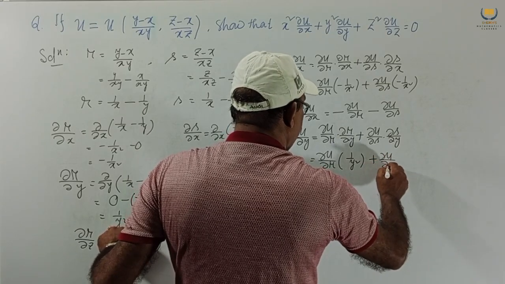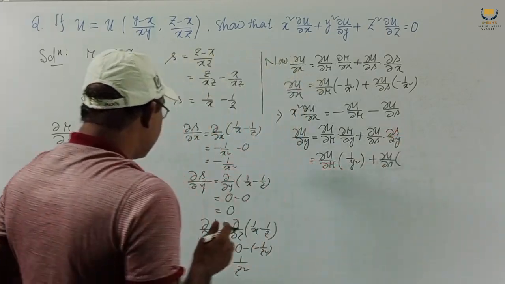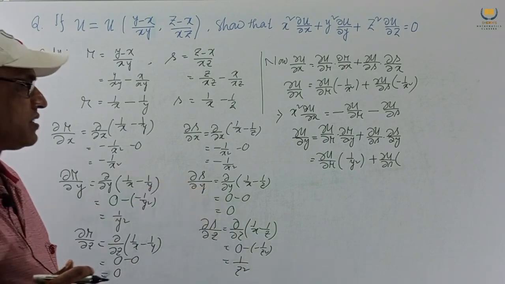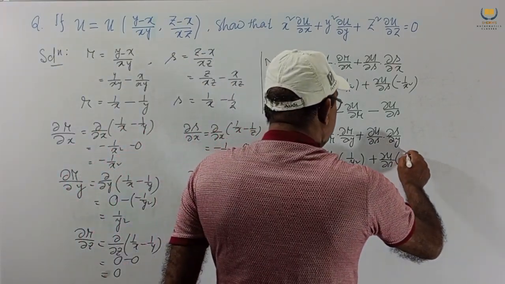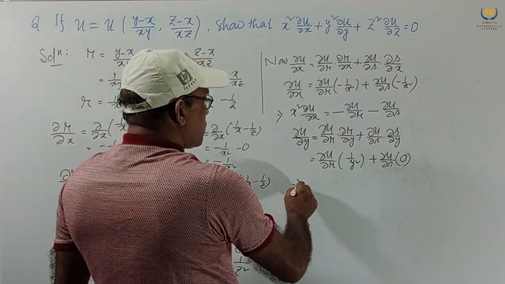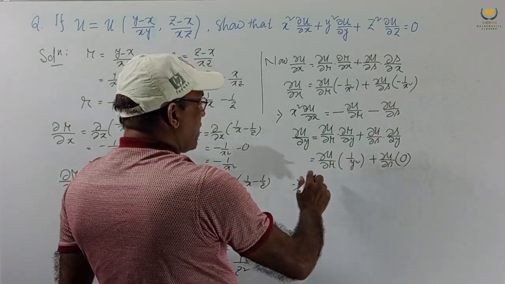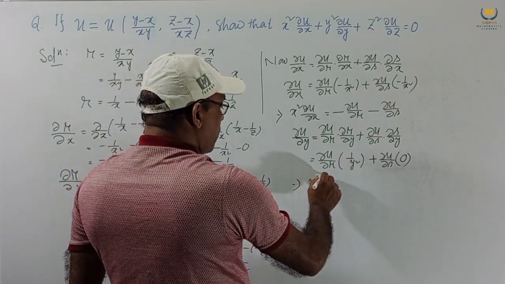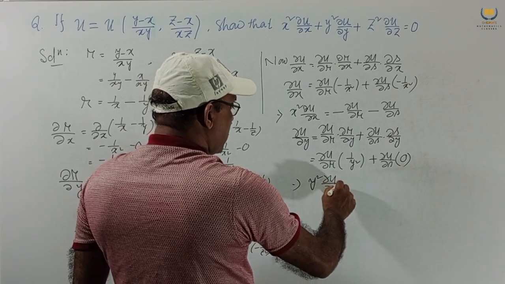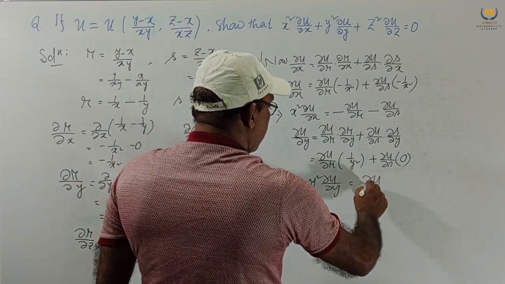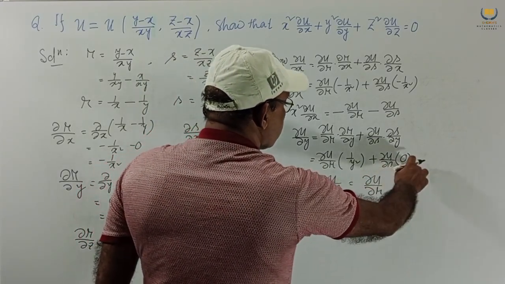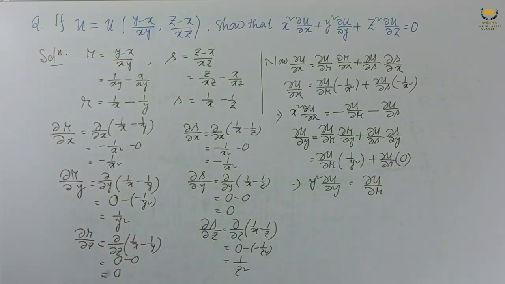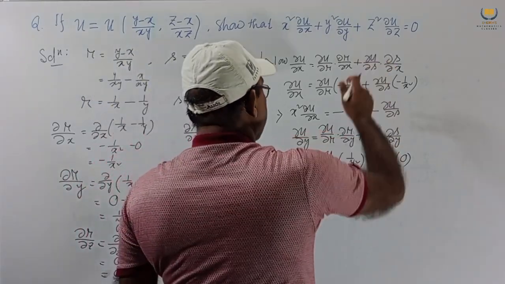∂u/∂s ∂s/∂y, we get 0. This one is 0. So multiplying both sides by y², y² ∂u/∂y equals ∂u/∂r, and this will be 0, no need to write. So we get this. Now, the last one, ∂u/∂z.